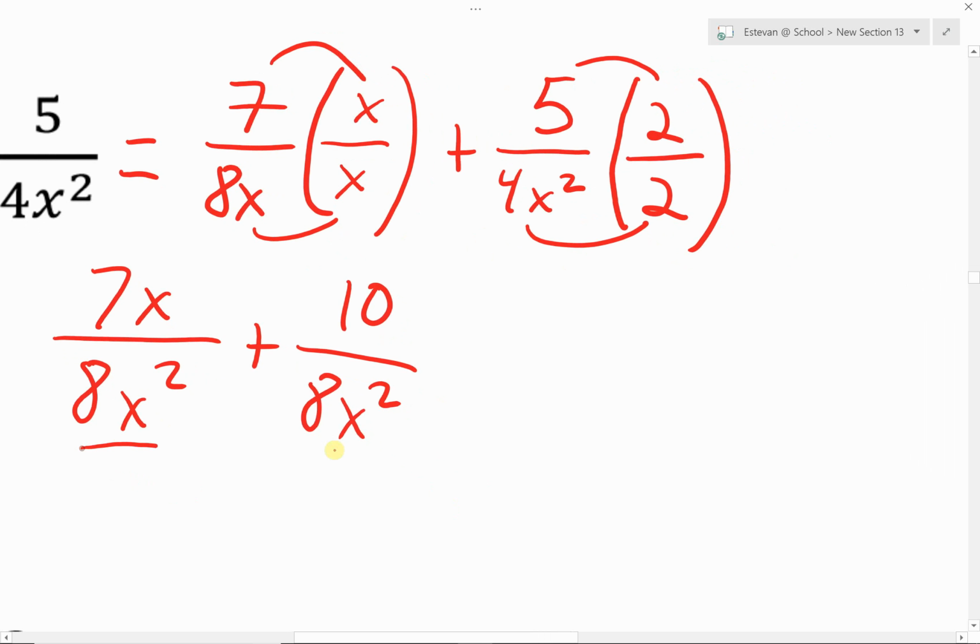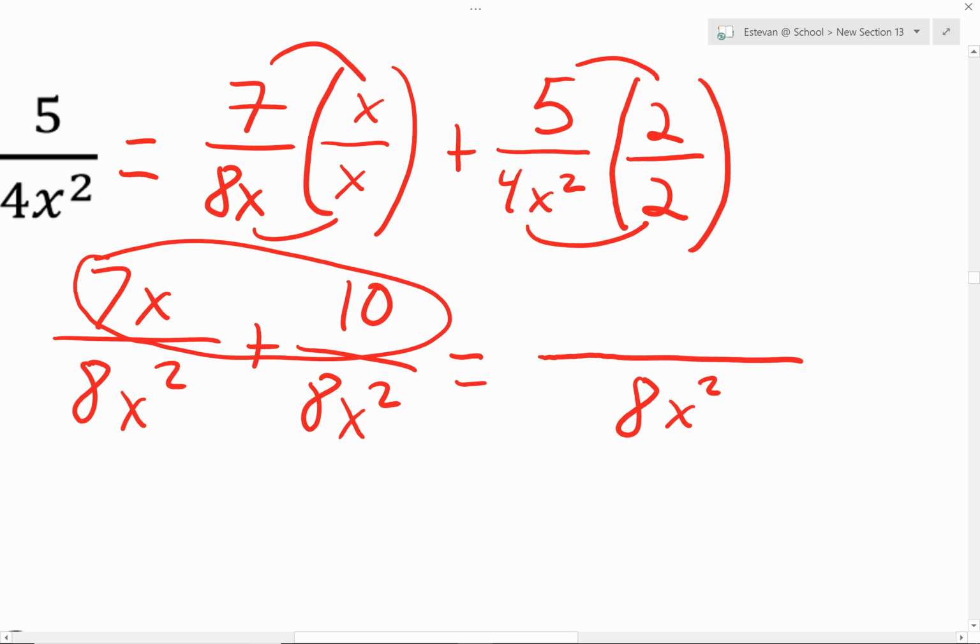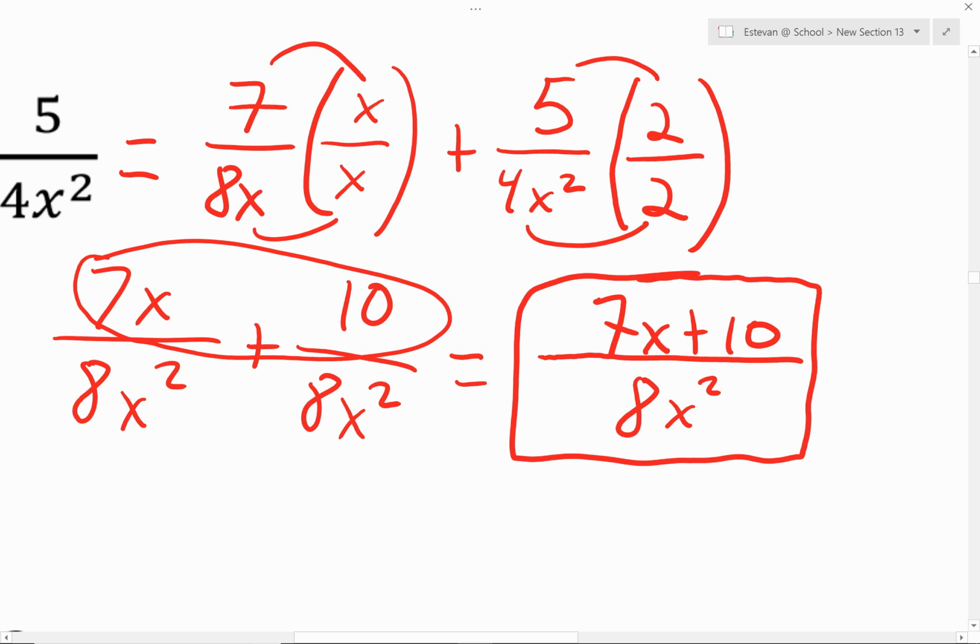Now that the denominators are finally the same, I could just combine them. So add the fractions, 8x squared in the denominator, 7x plus 10 on top. They are not the same term, so I cannot combine them whatsoever. So I just put an addition, and there you go. I cannot factor anything, and I cannot cancel out anything else at this point. So this will be my final answer.